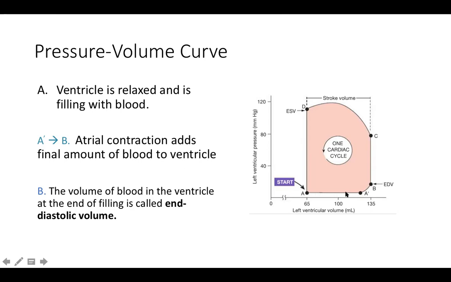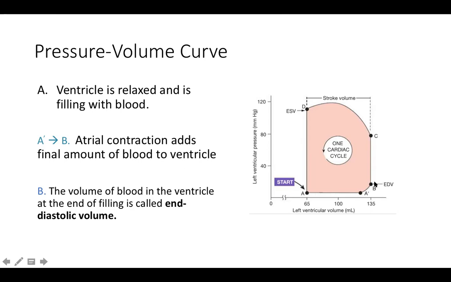The volume increases to a certain point, and this is A prime. At A prime, this is where atrial contraction forces the last little bit of blood into the ventricle. And that's that A prime to B. That is what that symbolizes. That's the atrial contraction, forcing the last little bit of blood.